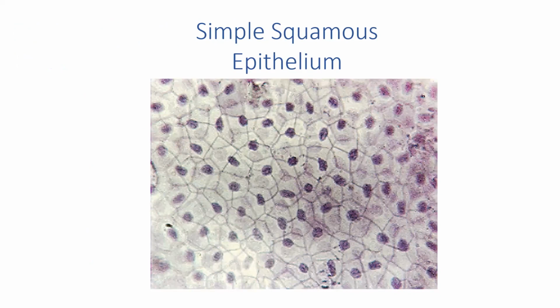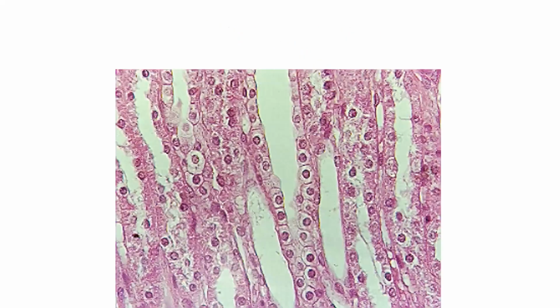Simple squamous would show up in the lungs, in the alveoli where gas exchange takes place. They're one cell layer thick. Imagine single-ply wet toilet paper. That's the consistency of the alveoli, and they're made of simple squamous epithelial cells.